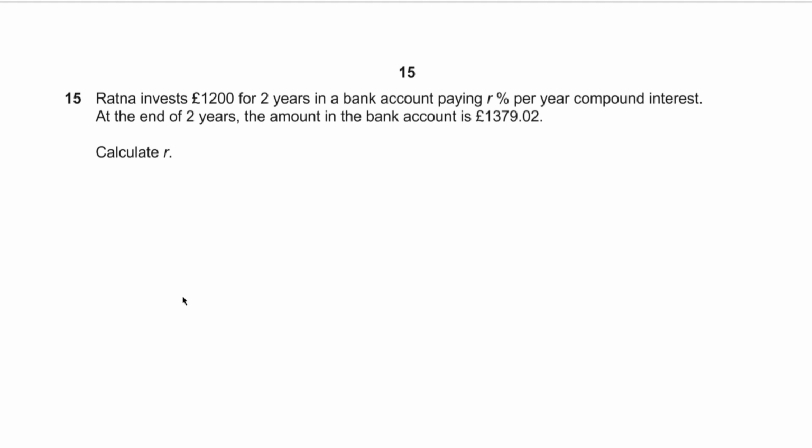Question 15. Ratner invests 1,200 for 2 years in a bank paying R% per year compound interest. At the end of 2 years, the amount in the bank is £1,379.02. Calculate the value of R. So, we've got our original amount, 1,200, and I need to multiply this by our multiplier. If we are investing R%, our multiplier will be 1 plus R over 100. We are investing for 2 years, so we raise this to the power of 2.